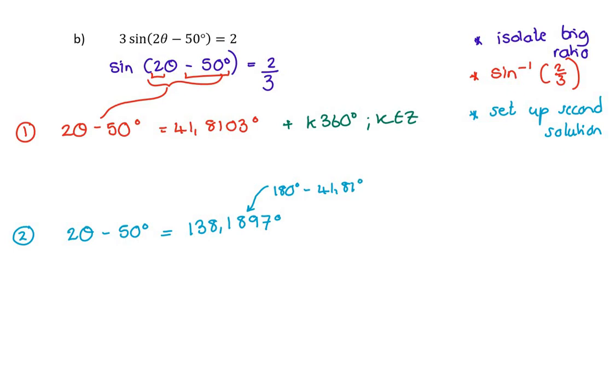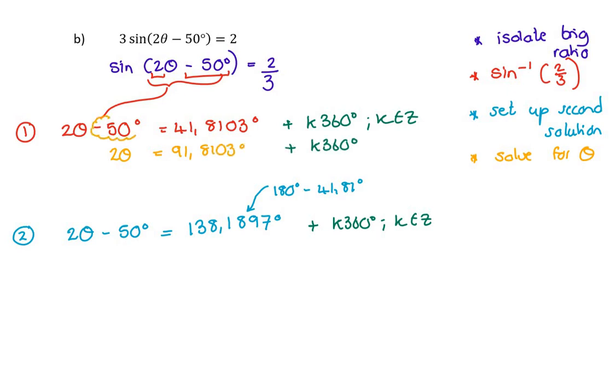Now I don't actually show that in an exam, but I like to just write myself a note so that when I'm studying from this, I know what I've done. And now my final step is to solve for theta. So both of these are very much grade 8 equations now, because they're just linear equations. So my first step is I'm going to add 50 to both sides. So I get 91.8103 degrees. So that's how I've gotten rid of the minus 50. I added 50 to both sides. Don't forget your plus K360.